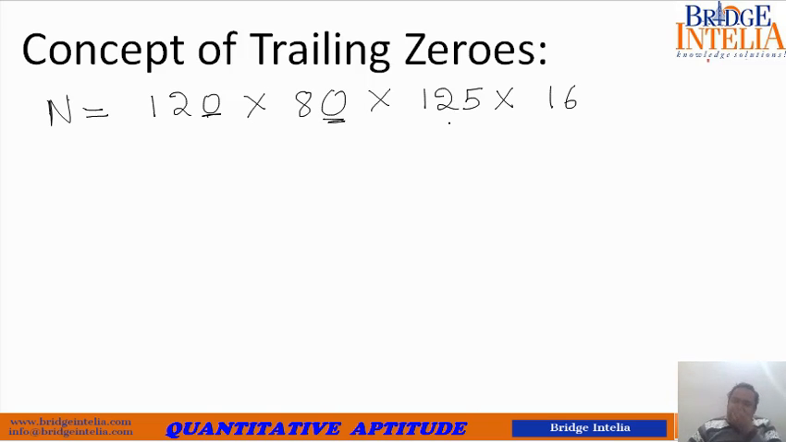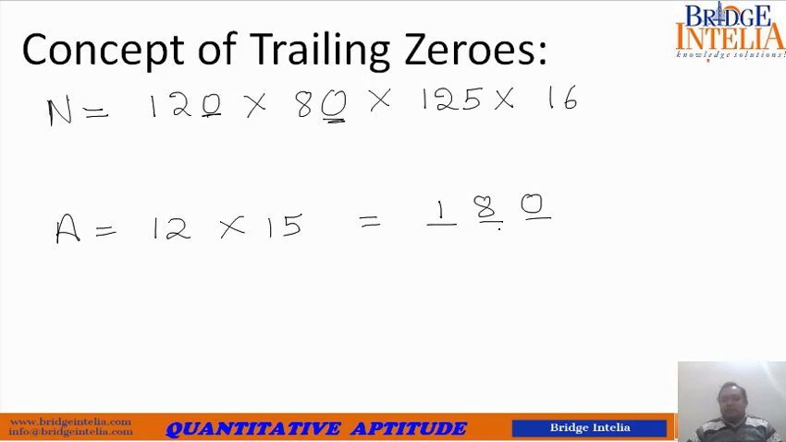But does that mean that only 2 zeros will be formed? No, it does not mean that. For example, take another product, 12 into 15. The question is how many zeros will be there? If you multiply, this comes out to be 180. So you see 1 zero at the end. But none of these numbers had 0 at the end. Still 0 is going to get created at the end.